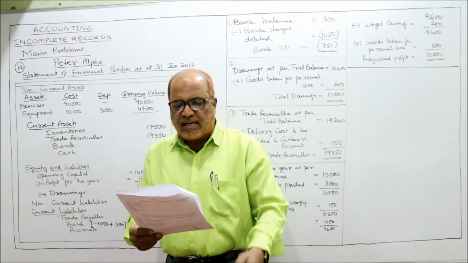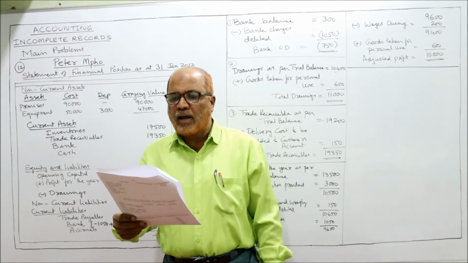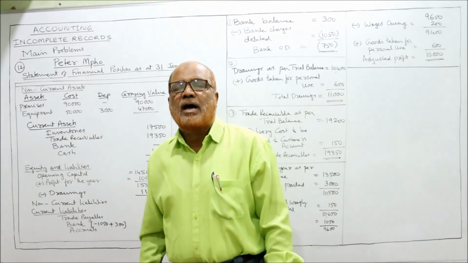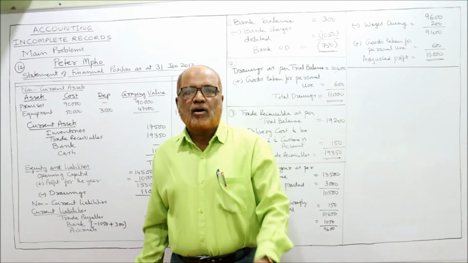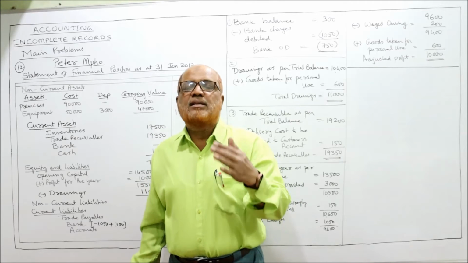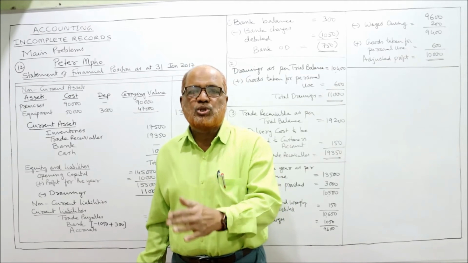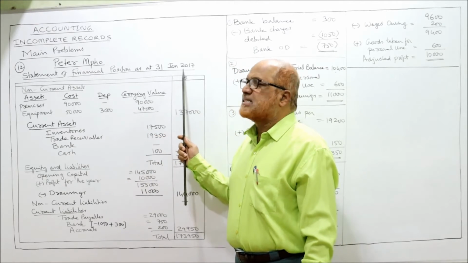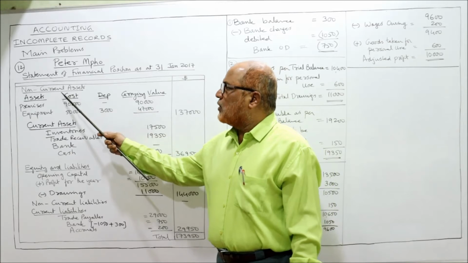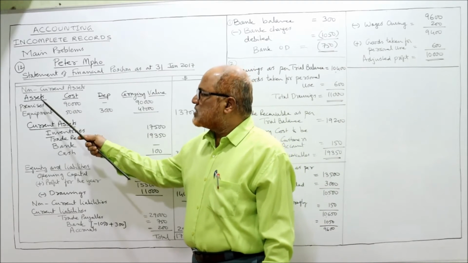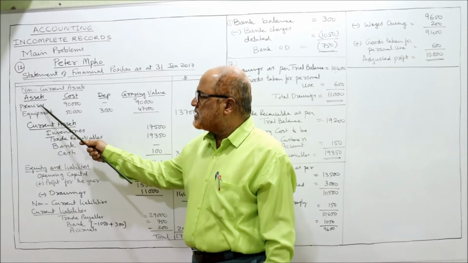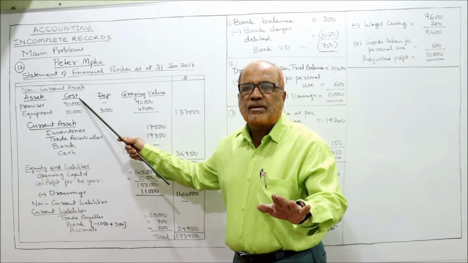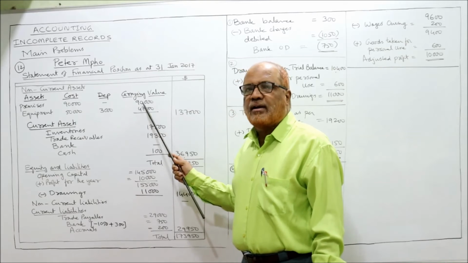Then prepare a statement of financial position for Peter 4 at 31st Jan 2017, taking the above matters into account. After considering all these additional points, prepare the statement of financial position. So here you can see Peter 4 statement of financial position as of 31st Jan 2017. First of all, non-current assets. Non-current assets will take assets. Two assets are the premises and equipment. The premises 90,000 value, no depreciation at all. So same carrying value 90,000.